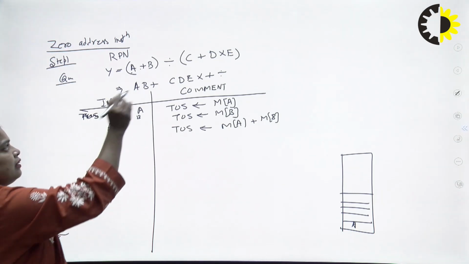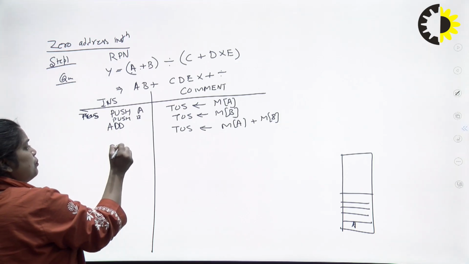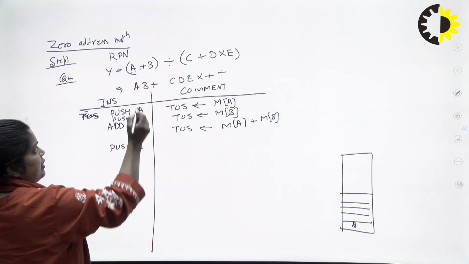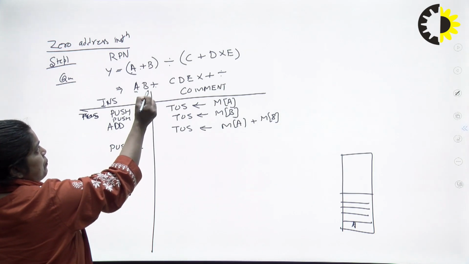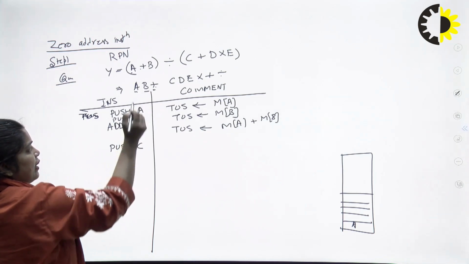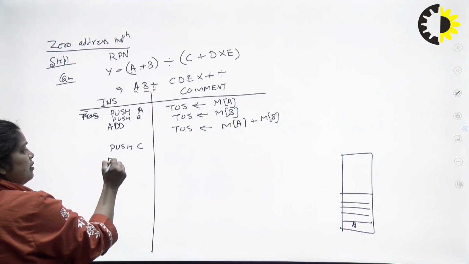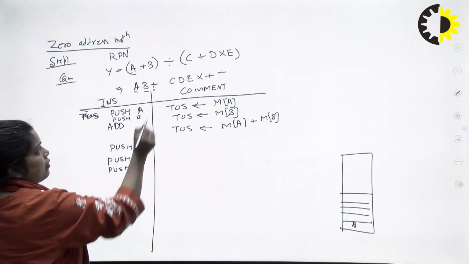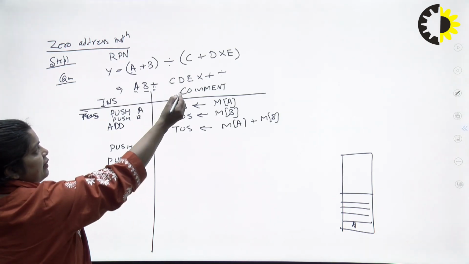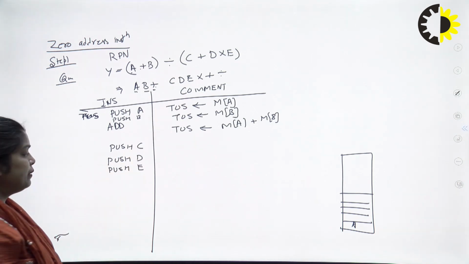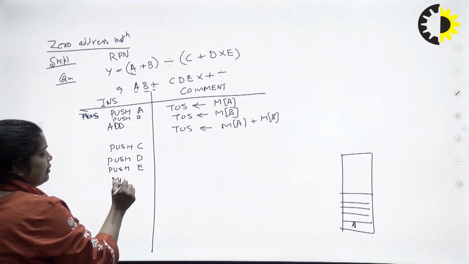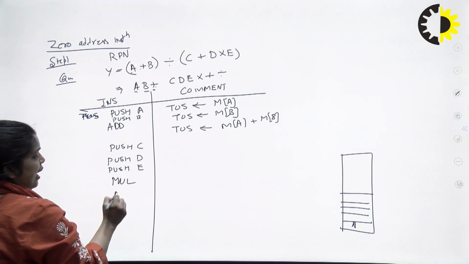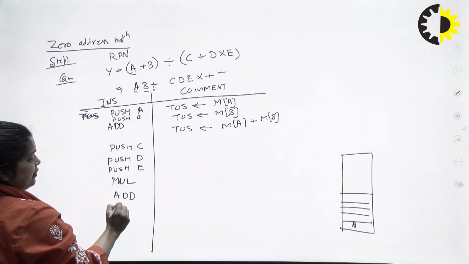Again, what will happen? The push C. For AB, push and the plus is the add. Next push C, push D and push E. And next is what? Multiply. Here you can write multiply, then add and then divide.